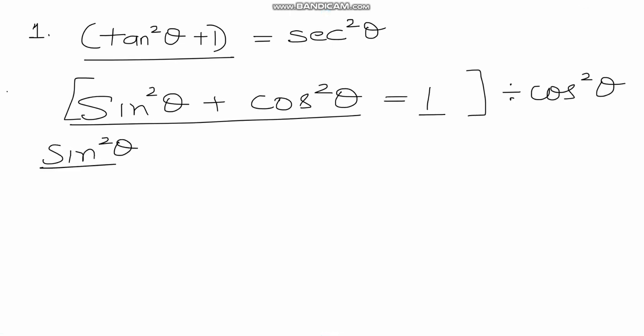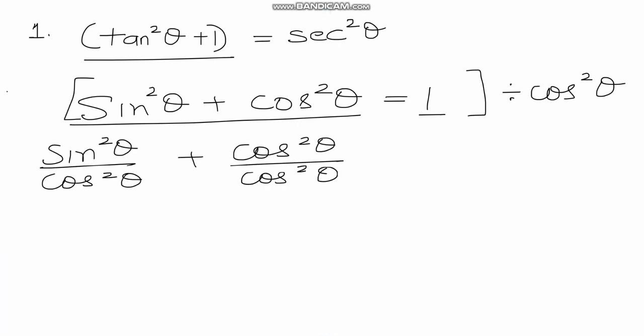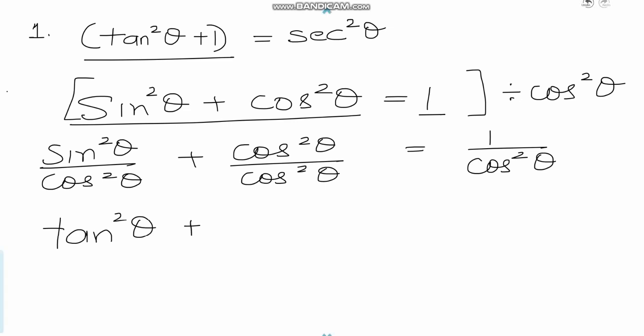Sine square theta by cos square theta plus cos square theta by cos square theta is equal to 1 by cos square theta. So what is sine square theta by cos square theta? Sine square theta by cos square theta is tan square theta. Cos square theta divided by cos square theta is equal to 1. And what is 1 by cos square theta? It is equal to secant square theta.